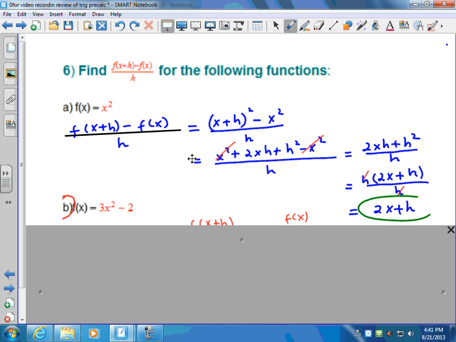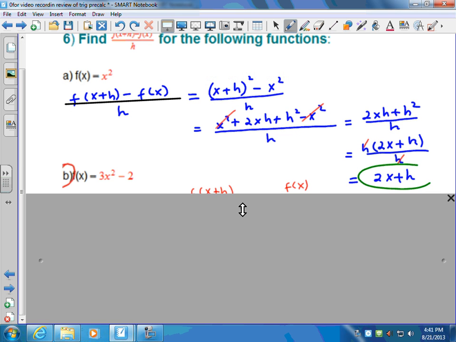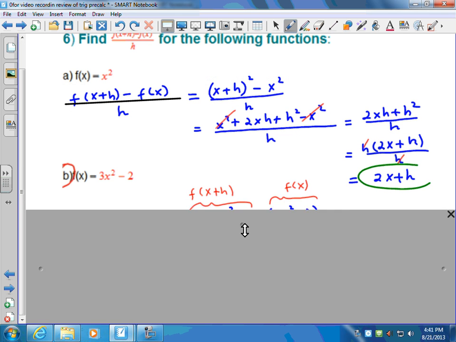So again, please try the second example. And when you're ready, come back to check the final answer on that one. And I'll leave it here for you.